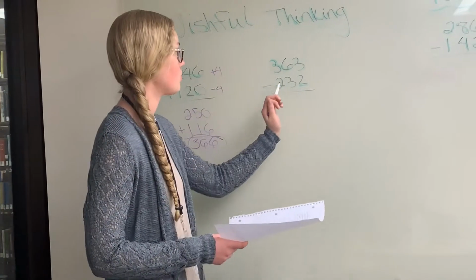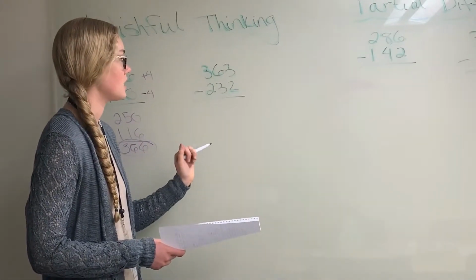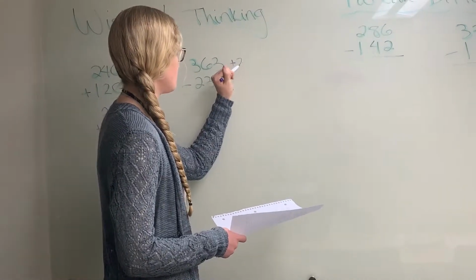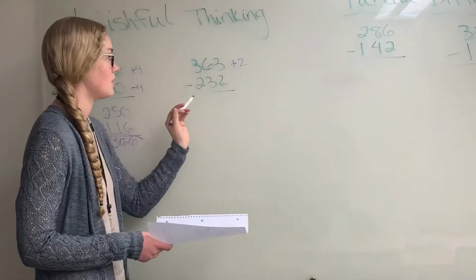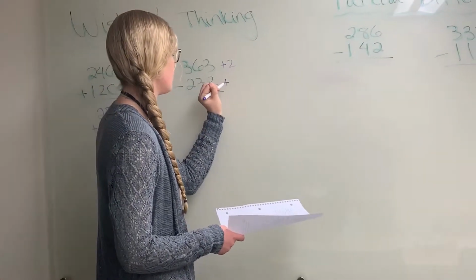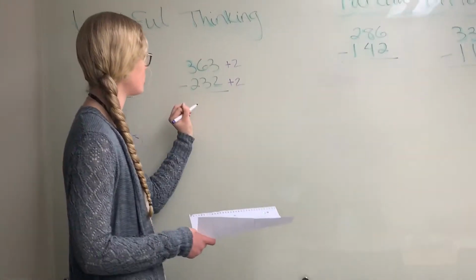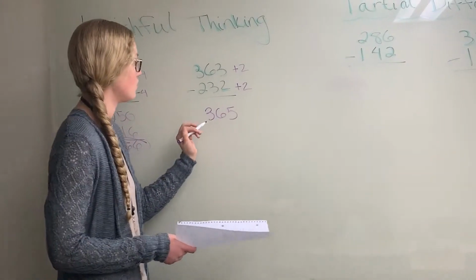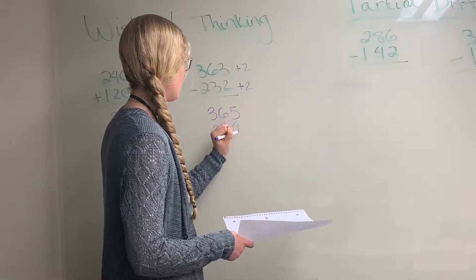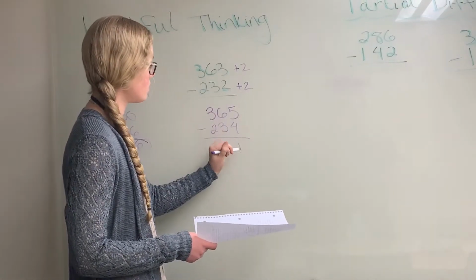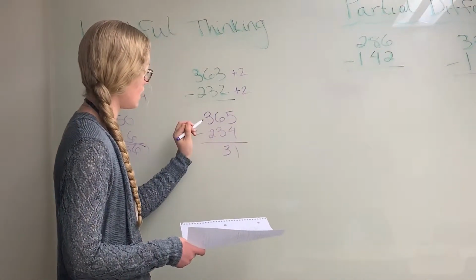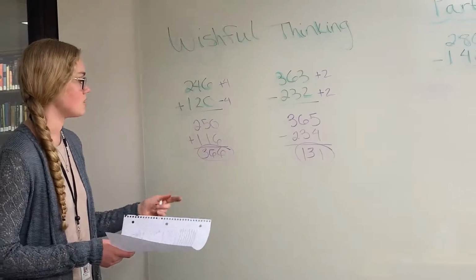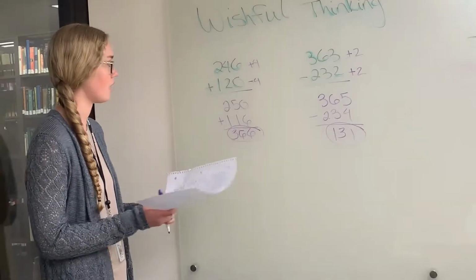So if we had the subtraction problem, I wish that 363 was 365. And to make that happen, I have to add 2 to the top. And then with subtraction, to keep the equation balanced, I have to add 2 to the bottom as well, which is 265 and 234. 5 minus 4 is 1, 6 minus 3 is 3, and 3 minus 2 is 1. 131 is our answer. And we can check both of these with just the traditional algorithm.